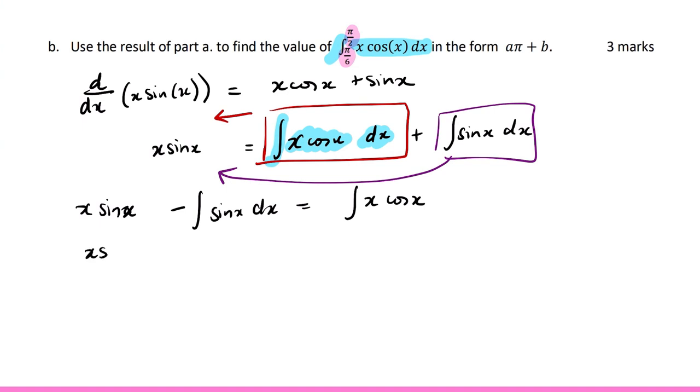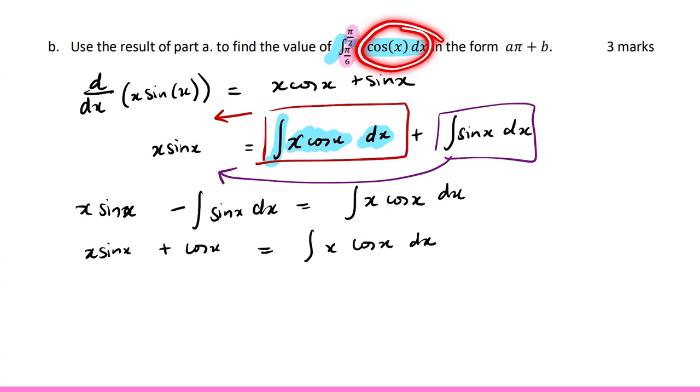Let's antiderive that sine x at first. So when I antiderive sine x, I get negative cos x, so that'll be plus cos x, and that's equal to the integral of x cos x dx. So that's great, that's exactly what it is that I need. Of course, I need to put in my boundaries now, so that'll be pi on 6 to pi on 2.